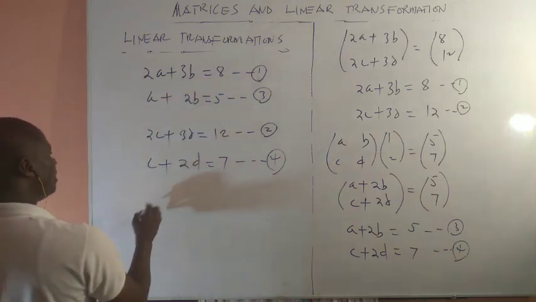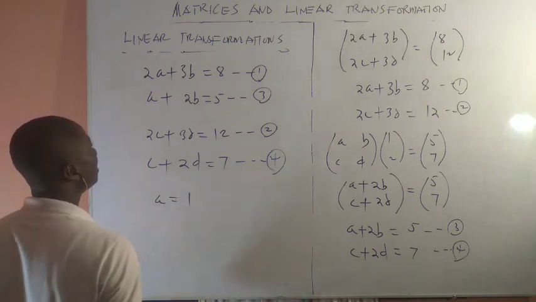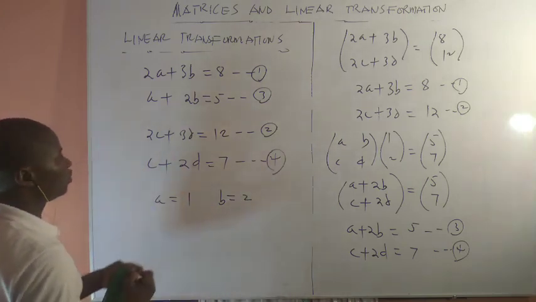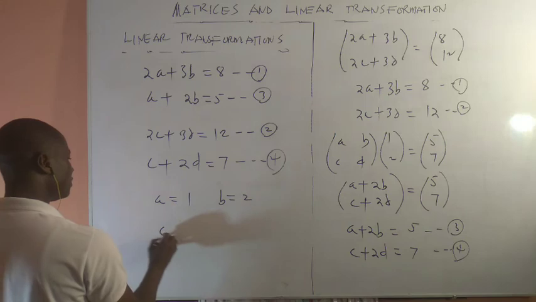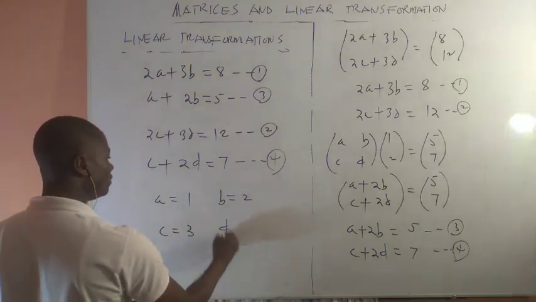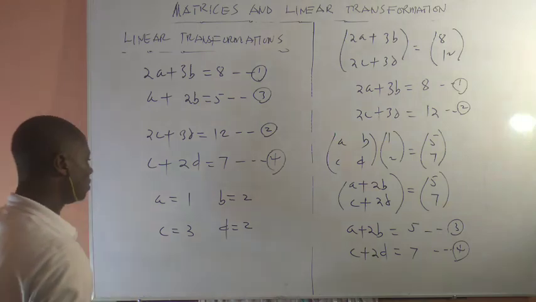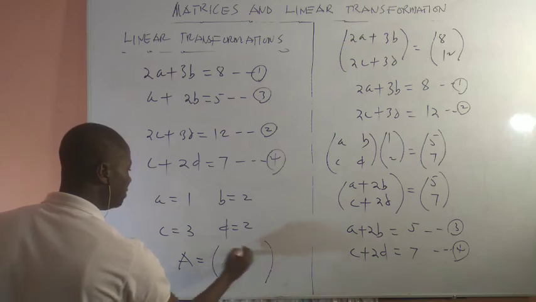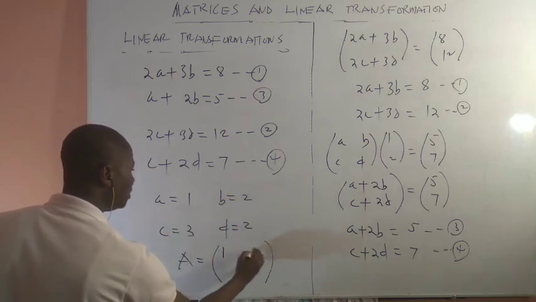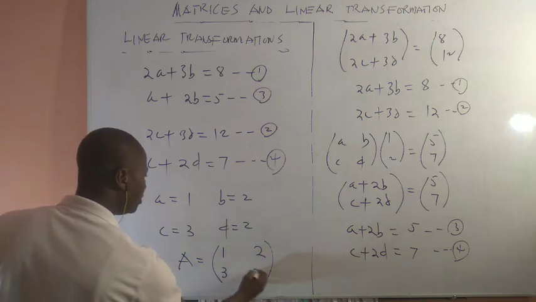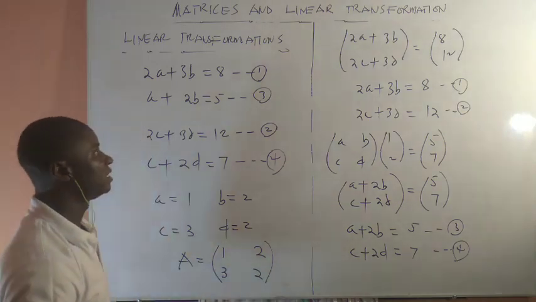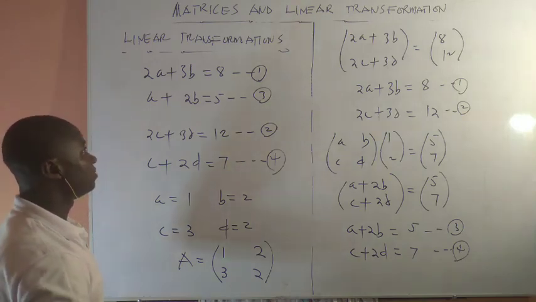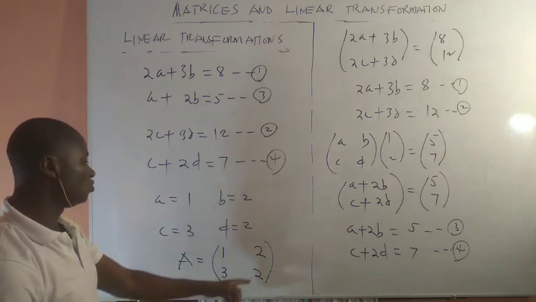Now, the value of A after solving will give you 1, and the value of B will give you 2. When you solve equation 2 and 4 simultaneously, the value of C will give you 3, but the value of D will give you 2. So, if you are now trying to write down the matrix, remember the matrix was A, B, C, D. So A is now 1, B is 2, C is 3, and D is 2. So you realize that we are getting that same matrix. And so the matrix A equals 1, 2, 3, 2.